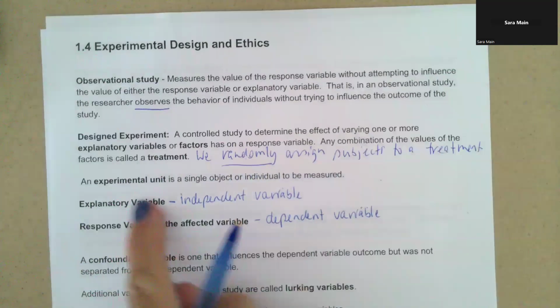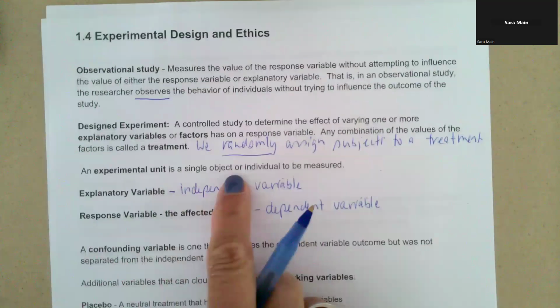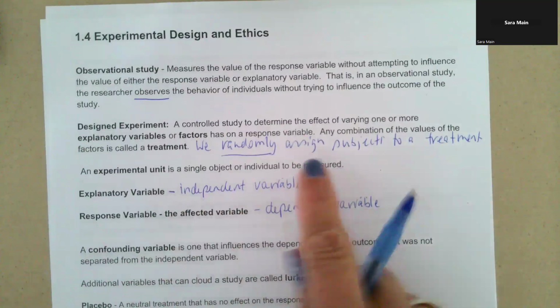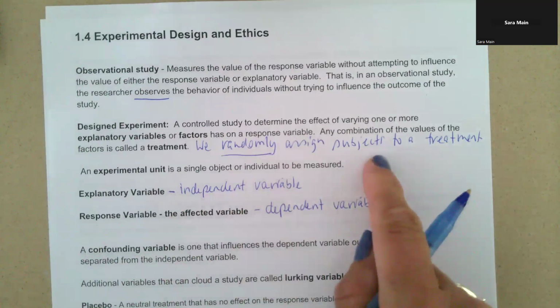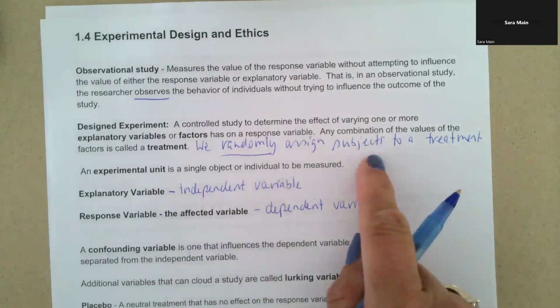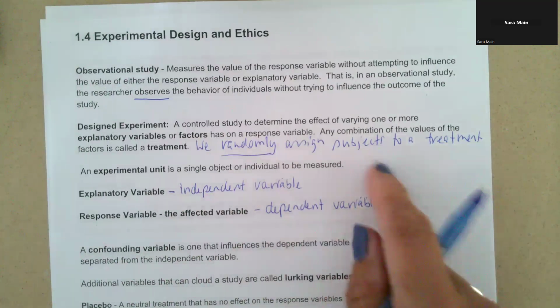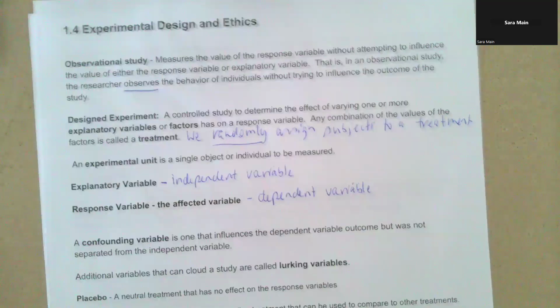Okay. So an experimental unit is a single object or individual to be measured. So that could be a person in a medical study. It could be a car in a study. It could be a computer chip if we're trying to test different computer chips. So it's whatever you're studying.